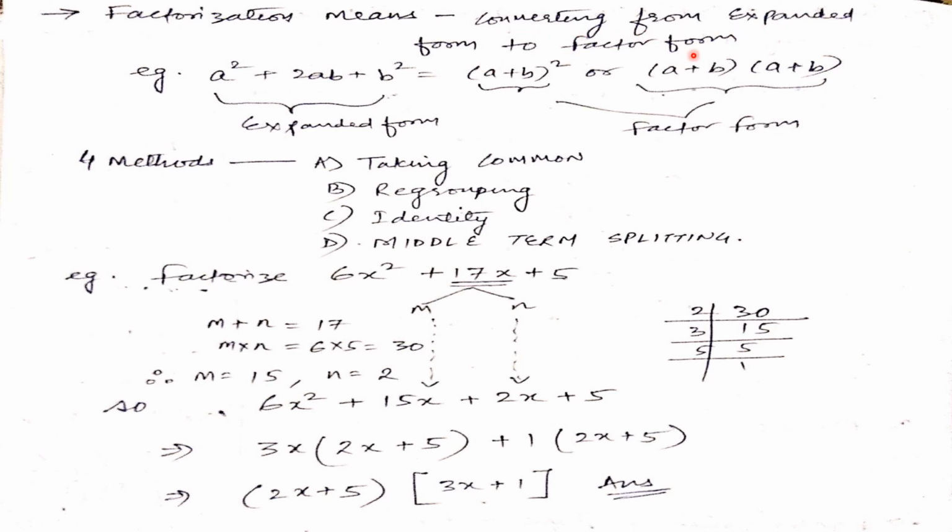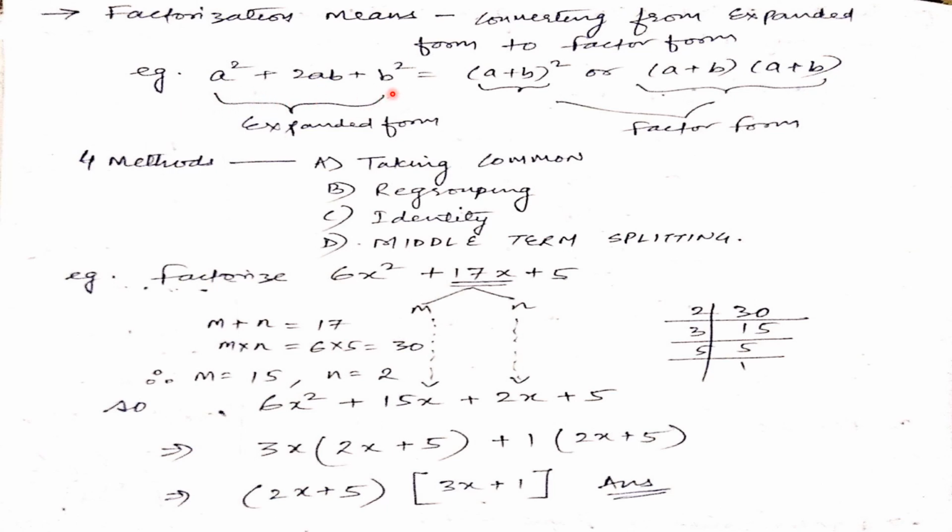Now you will be thinking, what is expanded form, what is factor form? Just see this example. Suppose a square plus 2ab plus b square. This term is written in front of you. This is an expanded form. Why expanded? Because you can see plus signs coming in between these terms. So it is an expanded form.